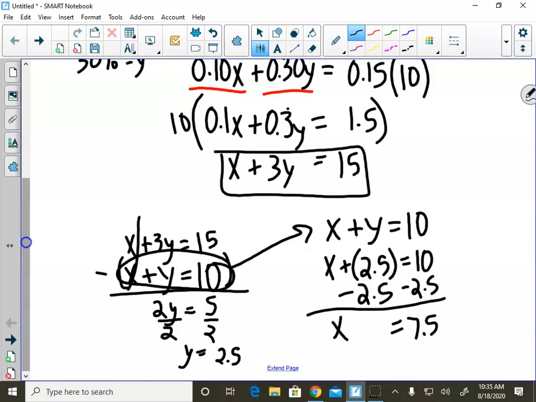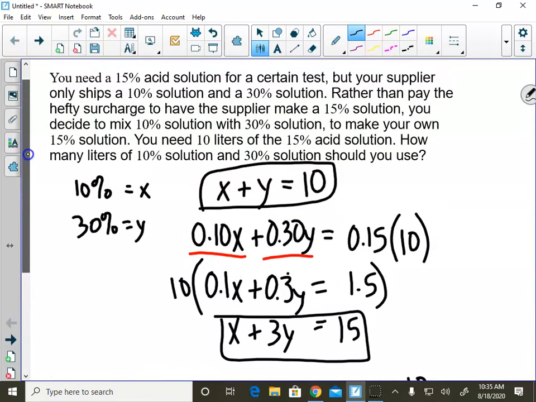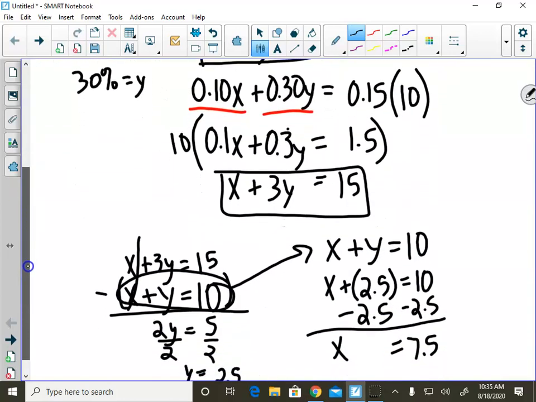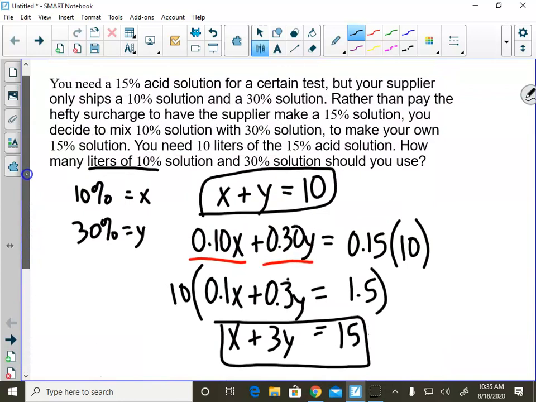So if we go back and look at our question, the question was how many liters of the 10% solution, and that was our X. So how many liters of the 10% solution did we need? We needed 7.5. So this is going to be 7.5 liters here. And the 30% solution, how many of those do we need? We need 2.5 liters. So this is an example of how you do a mixture problem. They're not very difficult to do, but sometimes you just need a little help getting started.